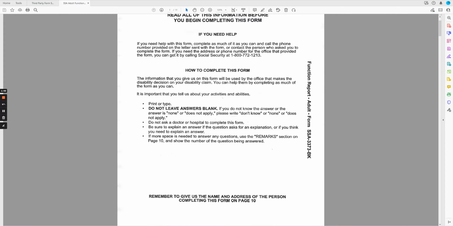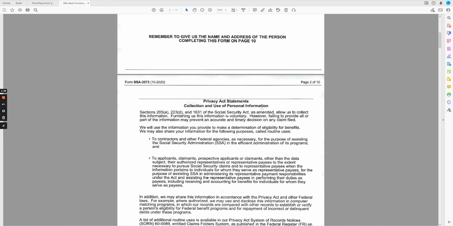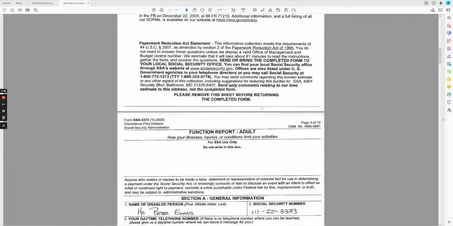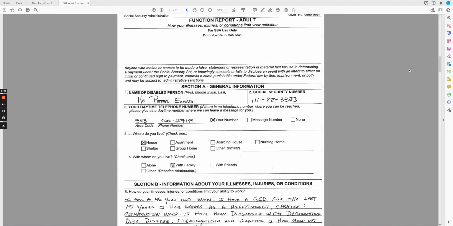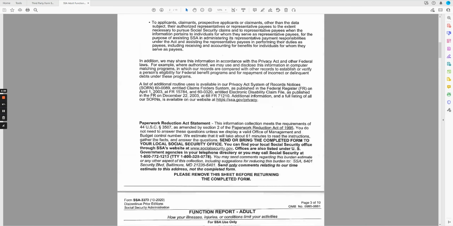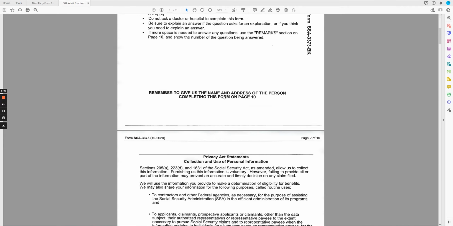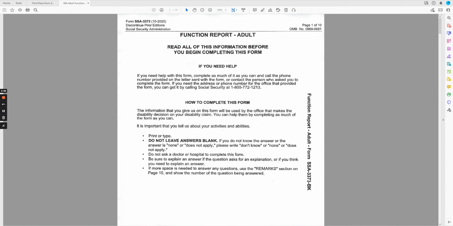You should have a completed copy of this form from the person who has requested you to fill out the third-party form. That way you can understand what their answers are to make sure that you both have the same perception of what's going on. So again, the form that you'll need in front of you before you start filling out the third-party form is the SSA Adult Function Report, or Function Report-Adult, SSA-3373.